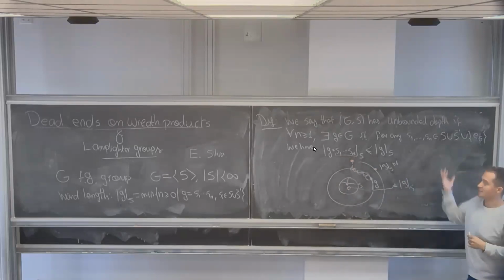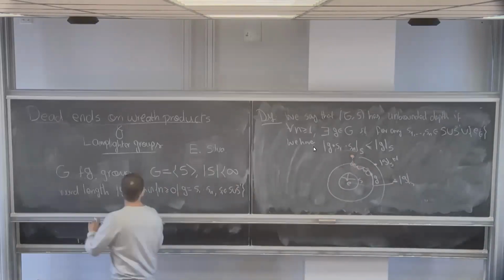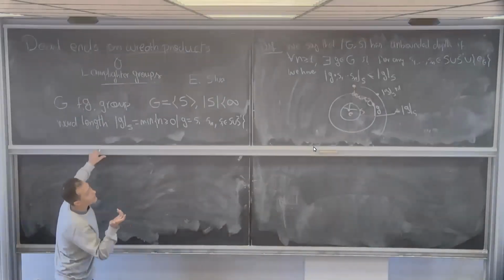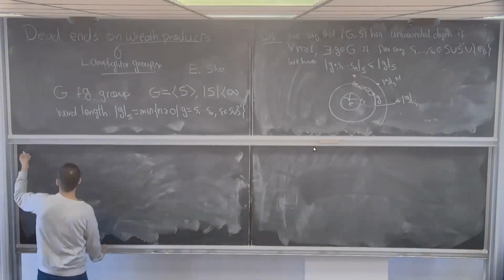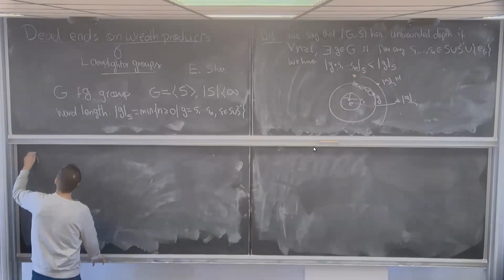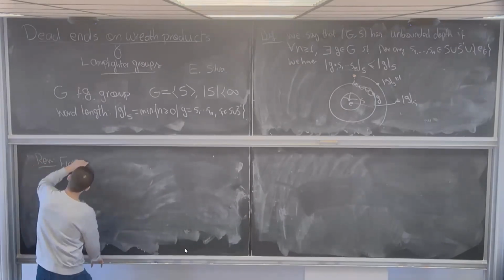So which groups have this property? What is the trivial example? Finite groups, right? In a finite group, if you choose an element that maximizes your word length, of course it's going to have the property. So a very boring example, or a remark: finite groups always have this property. I will say UD for unbounded depth.